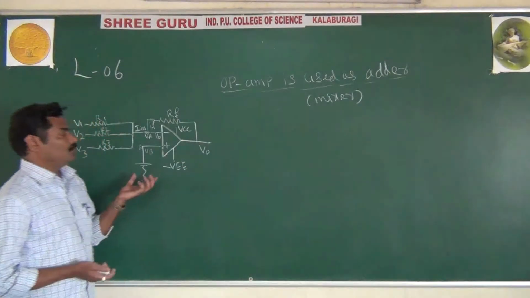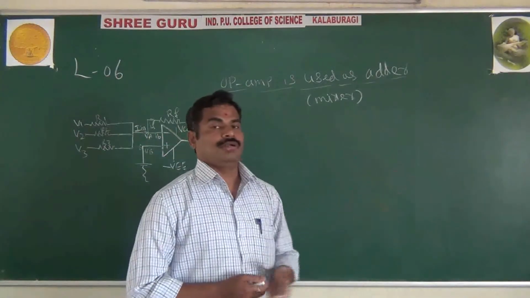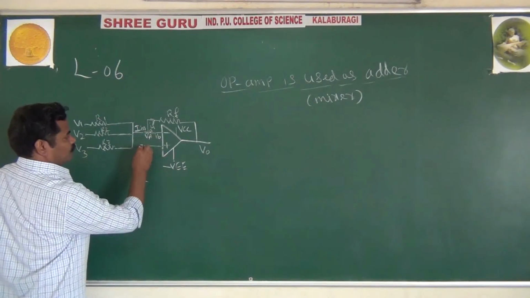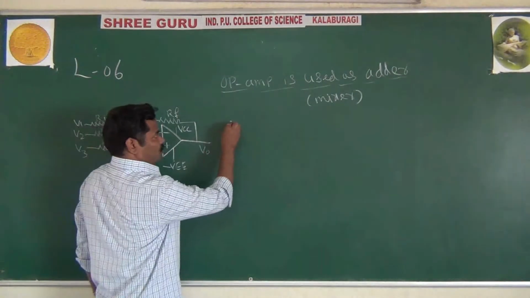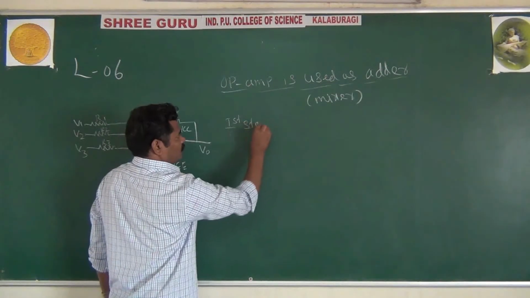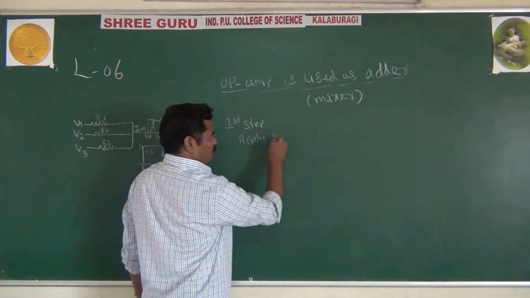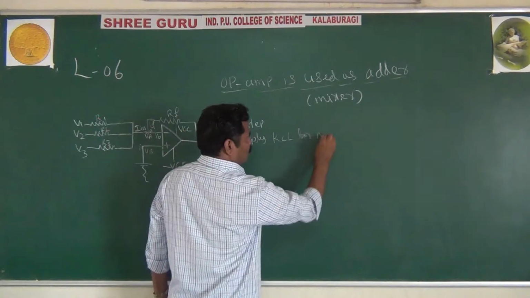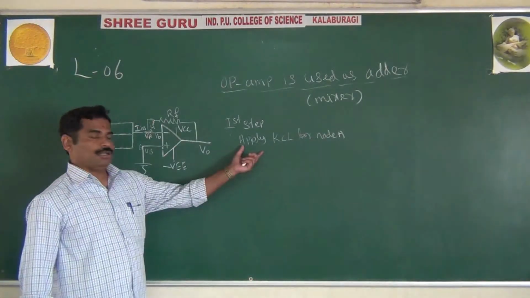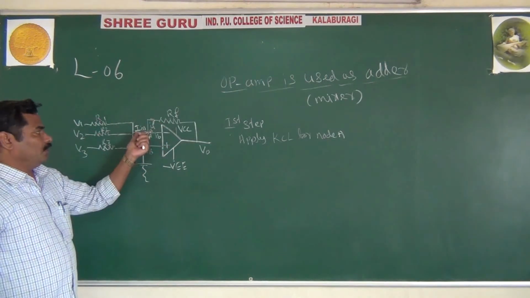Then, as usual, as you have done in your inverting amplifier, use your KCL for the node A. First step, apply KCL for the node A. Very simple, as you have done in the last class. As we know, IN equals IB plus IF. Yesterday you have done it already.